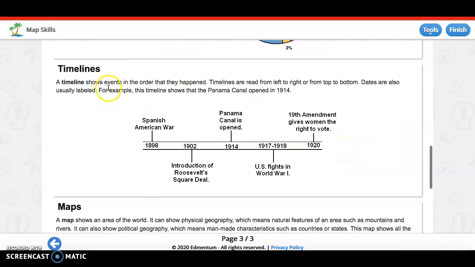A timeline shows events in the order that they happened. Timelines are read from left to right or from top to bottom. Dates are also usually labeled. For example, this timeline shows that the Panama Canal opened in 1914. So notice the years from longer ago start on the left, 1898, and it ends with a much more recent year, 1920. So along this timeline, you have dates and then the different events that happened during those years.